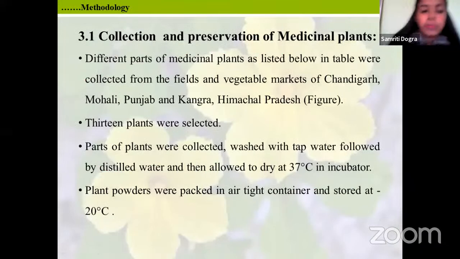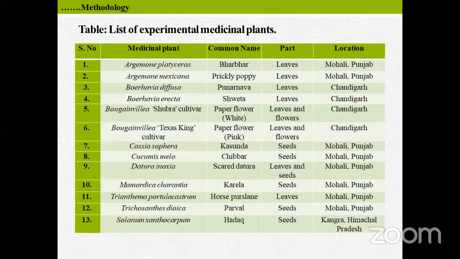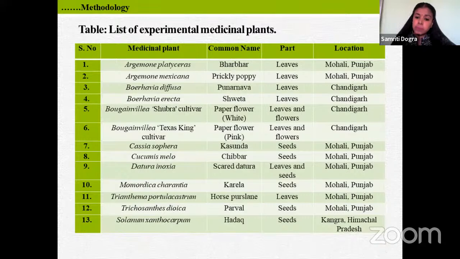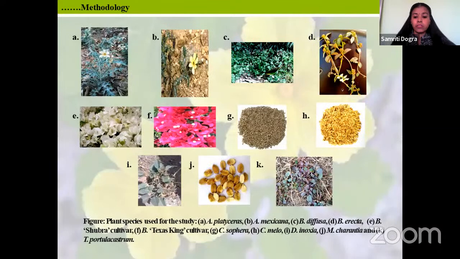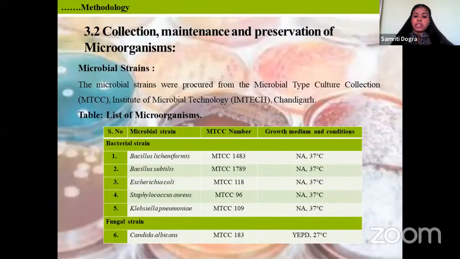First is the collection and preservation of medicinal plants. The different parts of the plants were collected from various fields, even vegetable markets of Chandigarh, Mohali, Punjab, and some from Himachal also. They were washed properly, dried properly, and then stored at minus 20 degrees Celsius for a long time. This is a list of 13 plants which I have used with the common name and the part which I used. Sometimes I use the leaves, sometimes the leaves plus flowers, and it all depends on the availability. These are photographs of a few plants which I have selected, and a few microorganisms were procured from the MTCC for checking the antimicrobial activity.